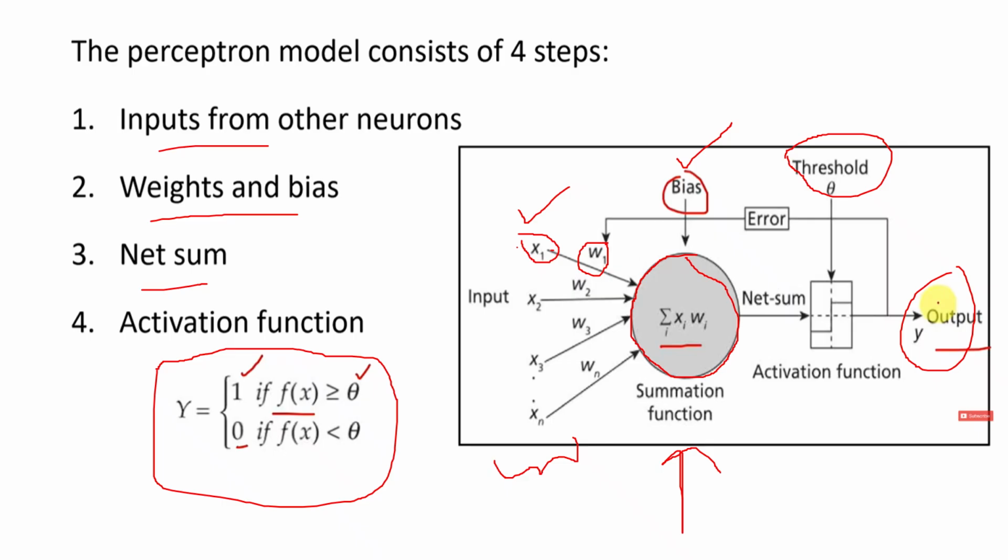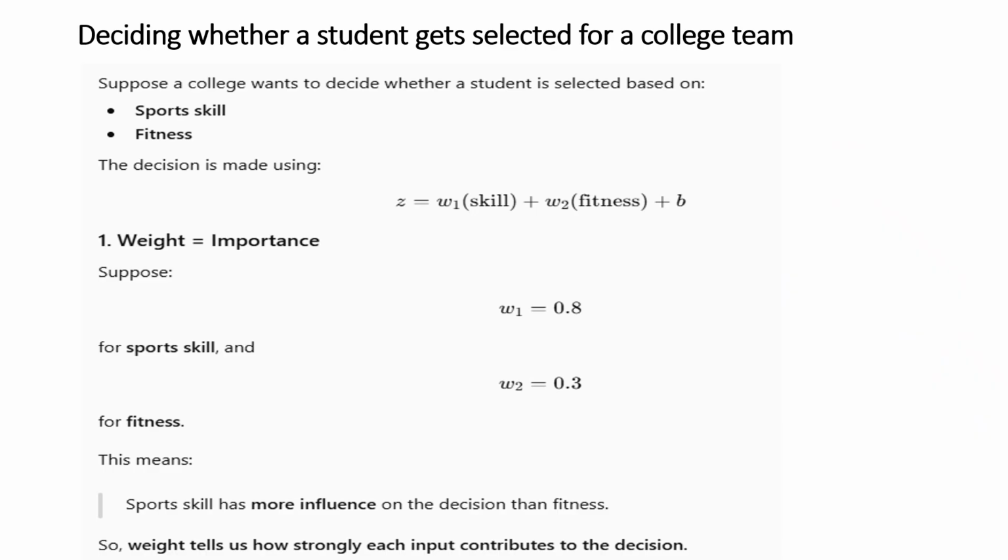Initially the weights and bias will be assigned some random numerical values. Once you compute the loss, then in order to minimize that loss, the neural network will adjust the values of bias and weights so that the predicted output is correct. So that is what happens in a neuron. A perceptron is a neural network model with only a single neuron, and it has two layers, input layer and output layer. Now you can see an example given here: deciding whether a student gets selected for a college team.